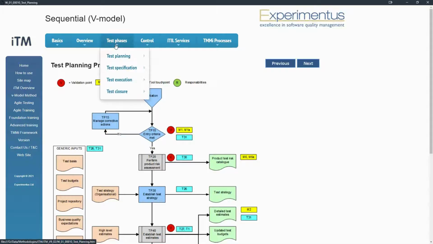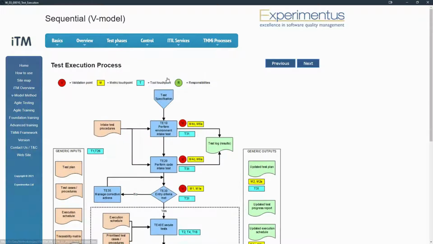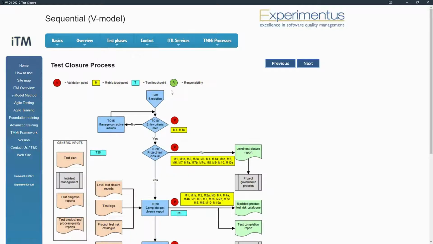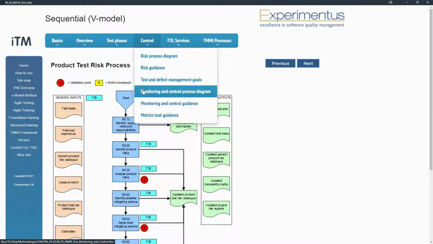As well as for test planning, there are similar process diagrams, guidance, and tools for the other phases: test specification, test execution, and test closure. Sitting on top of the four main phases of testing, iTM also has separately defined processes and associated guidance for handling product risk and for test monitoring and control.